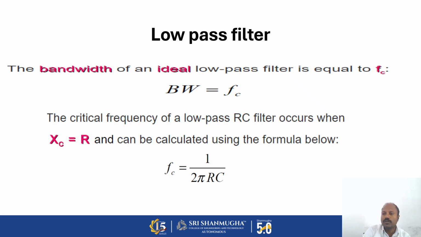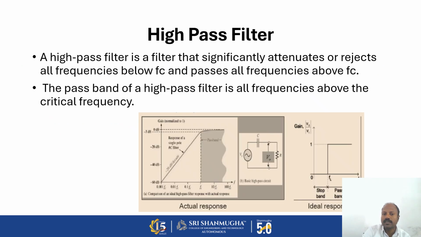That is, critical frequency is given by 1 by 2 pi RC. From this we can find the critical frequency. So these are the things about the low pass filter. So next is the high pass filter.